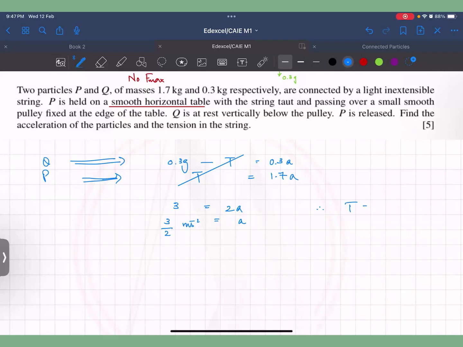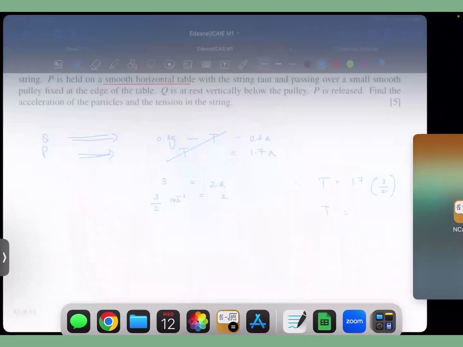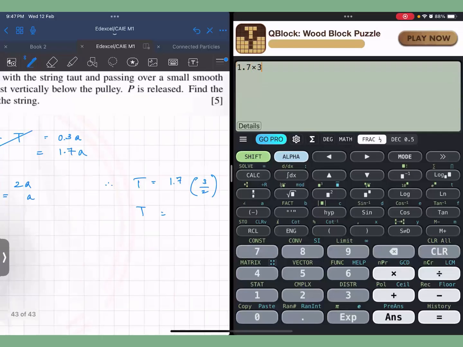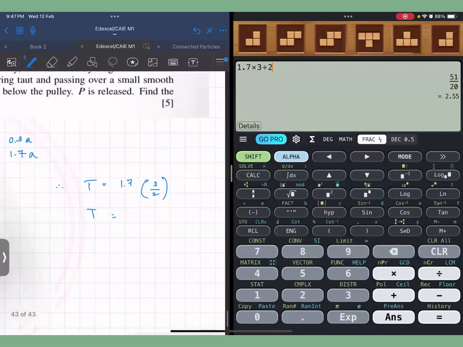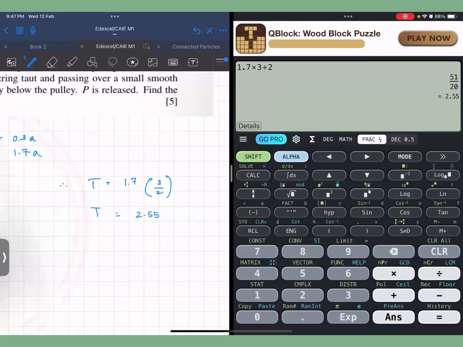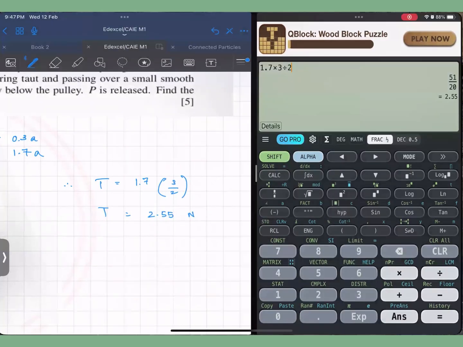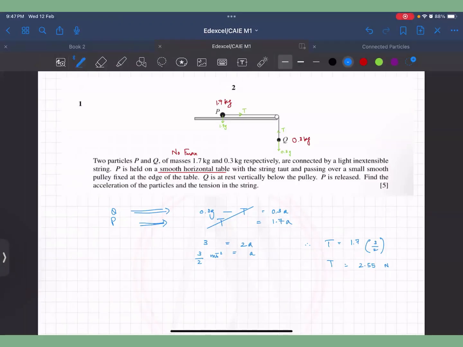And your tension comes out to be 1.7 times 3 upon 2. I put this acceleration in the second equation, so this comes out to be 1.7 times 3 upon 2, which is 2.55. That's it, that's the answer. So easy, 5 marks. What were these 5 marks for? Easiest 5 marks. Any questions over here? Nuba, Nadia, Murtaza, Maz? No, sir.